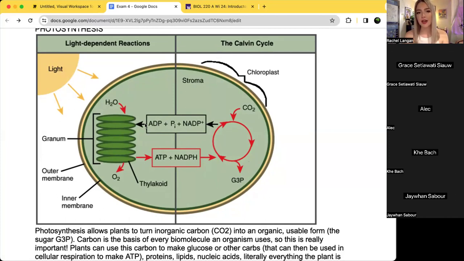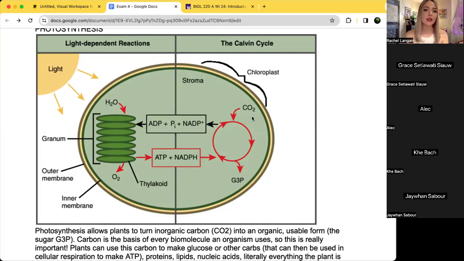So that's something that he kind of got at in his practice exam, right? In order to make ATP and NADPH, you need a supply of ADP and inorganic phosphate. You need a supply of NADP plus. Those are products of the Calvin cycle. When the Calvin cycle uses up ATP and NADPH, it makes these two molecules, which then can go back for the light reactions.